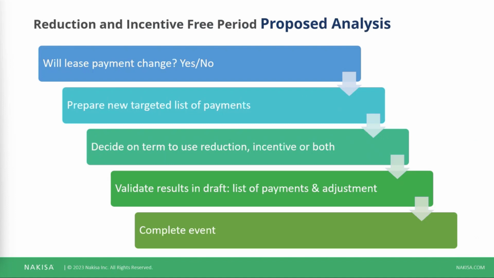This is the proposed analysis for reduction and incentive free rent. First, we need to see if the lease payment will change, and if it changes, then we prepare the new targeted list of payments. Then we decide to use either reduction, incentive, or both terms. Then we need to validate the draft to see if the payment and adjustments are in order. Once we have checked the accuracy and the adjustments, we can complete the event.